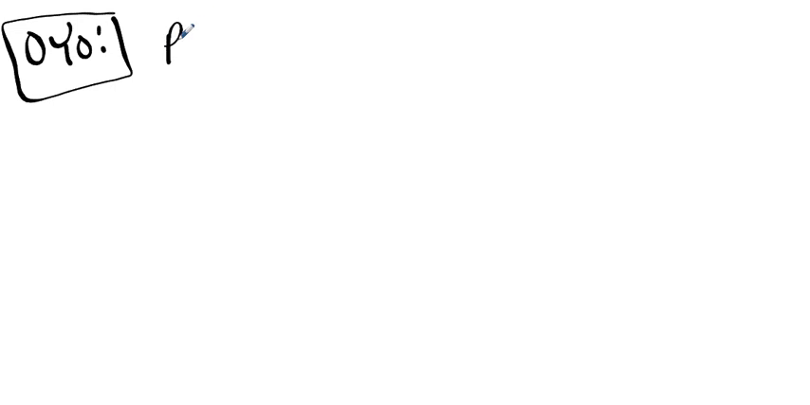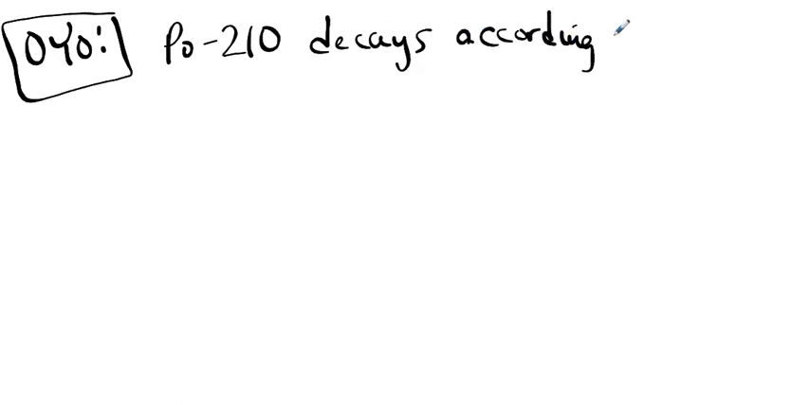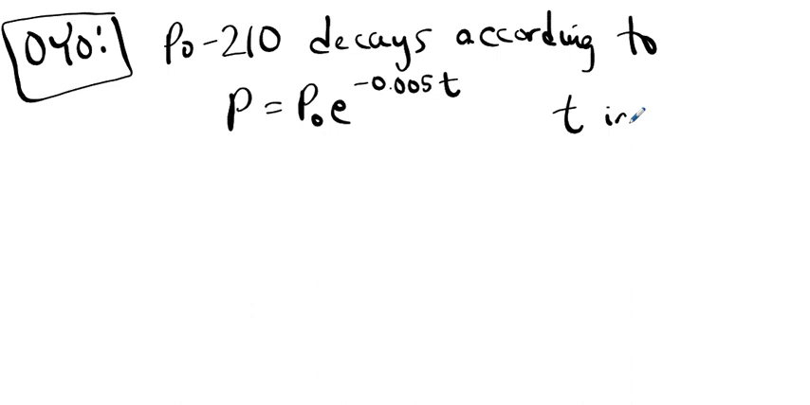Let's talk about polonium-210. Polonium-210 decays according to the following. The amount of polonium there is equal to some initial amount called P sub 0, but this is really just a number, times e to the negative 0.005 t, where t is measured in days.